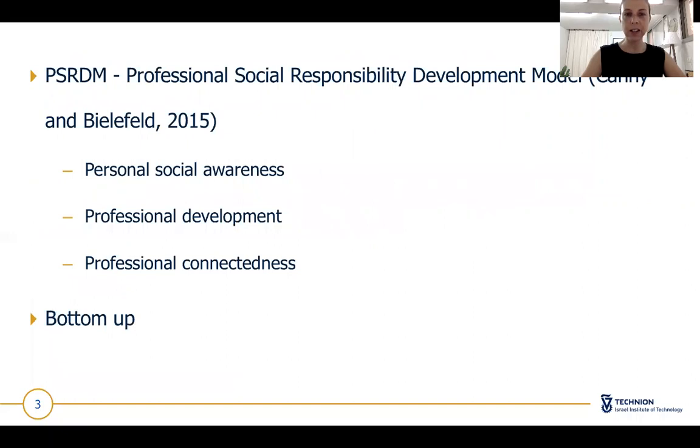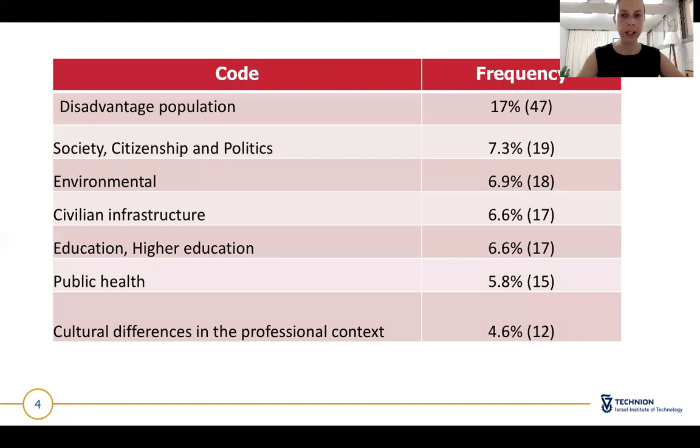For content analysis, I based on the professional social responsibility development model that has 3 rounds. And I will just mention the third one, that describes how a moral obligation to help is tied to professional identity. And this is something that I'm looking for in my research. And I also used the bottom-up method. Using the bottom-up method, I came up with these main codes.